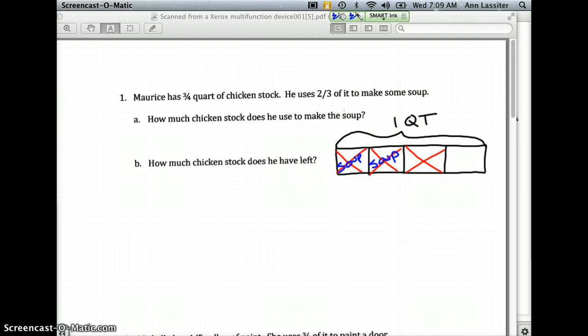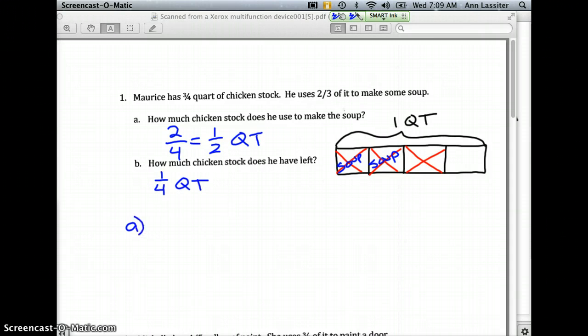So when I look at this picture, I can quickly answer the questions, how much chicken stock does he use to make the soup? Well, he used 2 of the 4 quarts, so he used 2/4, which equals 1/2 of a quart. How much chicken stock does he have left? That would be the section that just has an X in it, so it would be 1/4 of a quart.